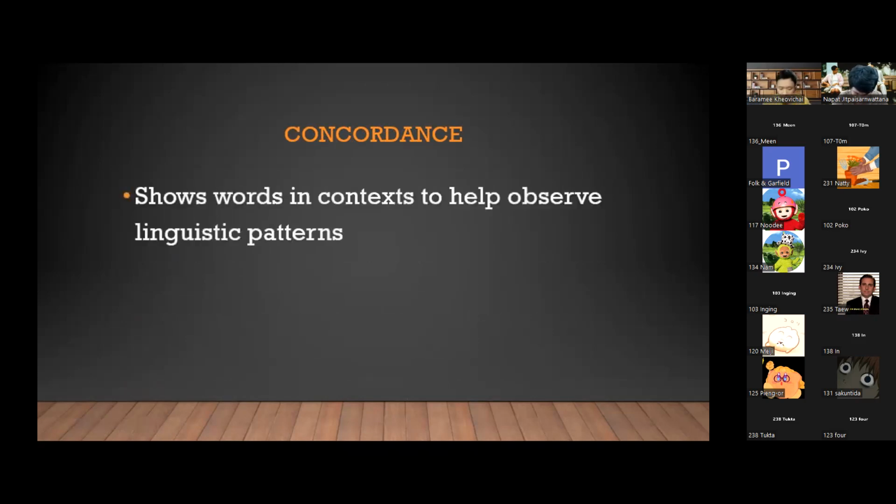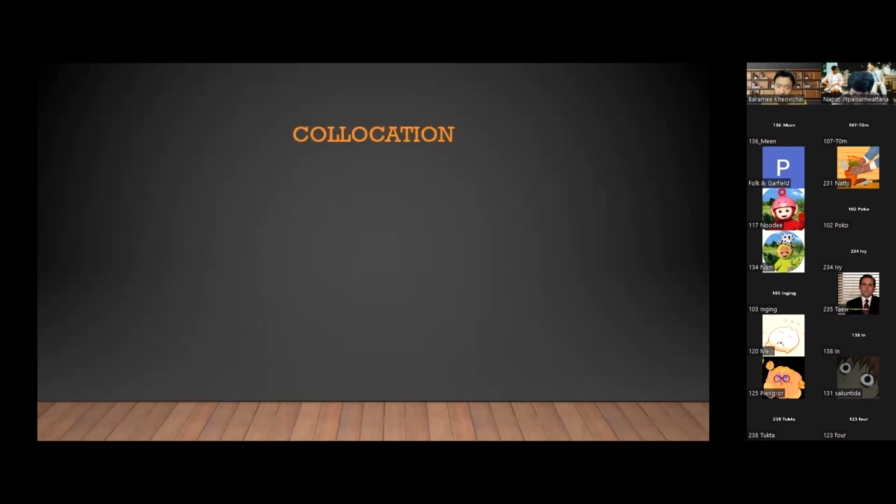The next tool is concordance. We can talk about it very briefly because we've seen it already. With a concordance, you basically put the search word at the center of the screen, and we can see the context on the left and on the right more easily.